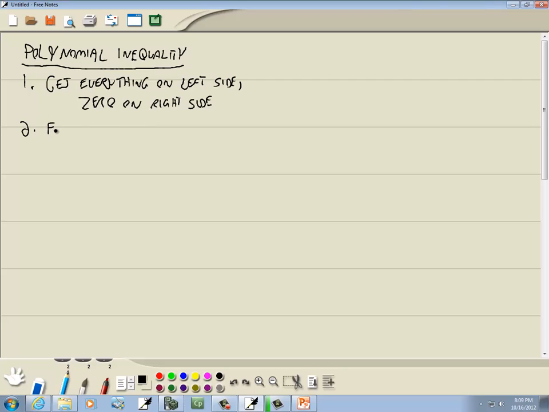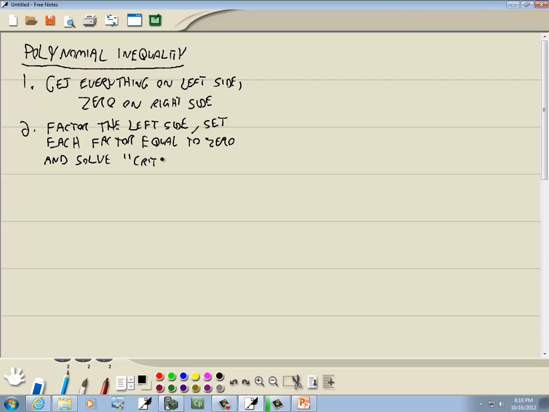Step 2 is to factor the left side. Then set each factor equal to 0 and solve. Now these are called our critical values, critical numbers. Basically that means that's where something important is happening.